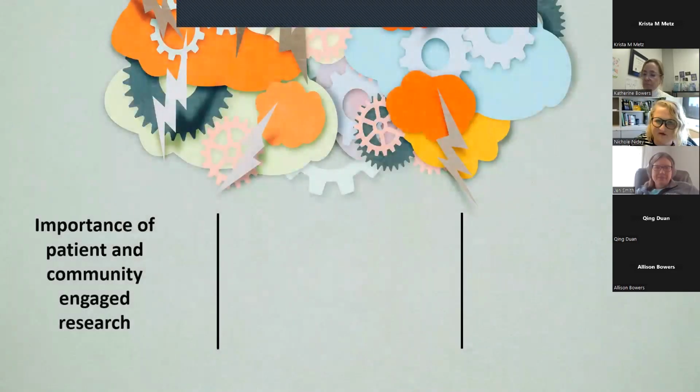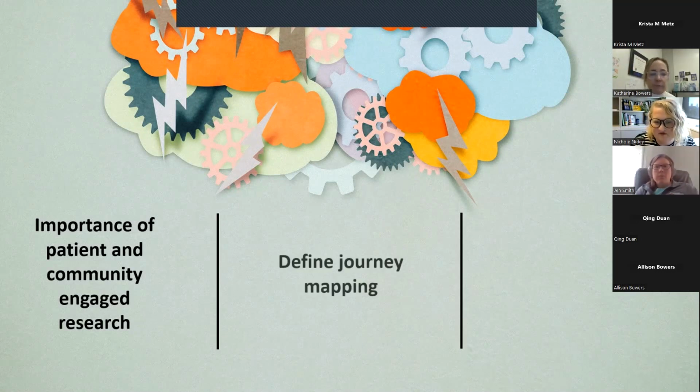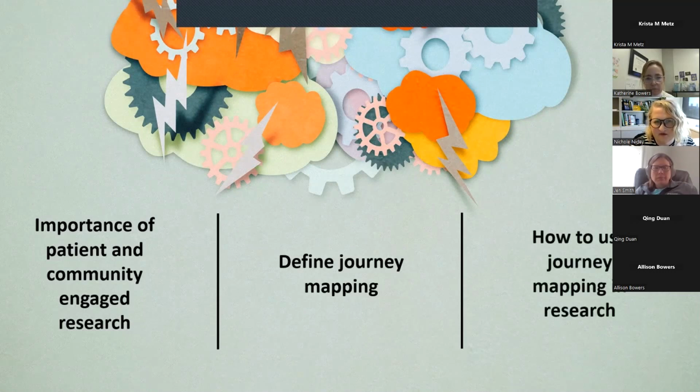Perfect. So if I do my job well today, hopefully you'll walk away knowing a little bit more about why it's so important to do patient and community engaged research. And you'll be able to define what journey mapping is, specifically as it relates to patient journey mapping. And then finally, to learn a little bit of how you could potentially use this type of tool or method in your research.